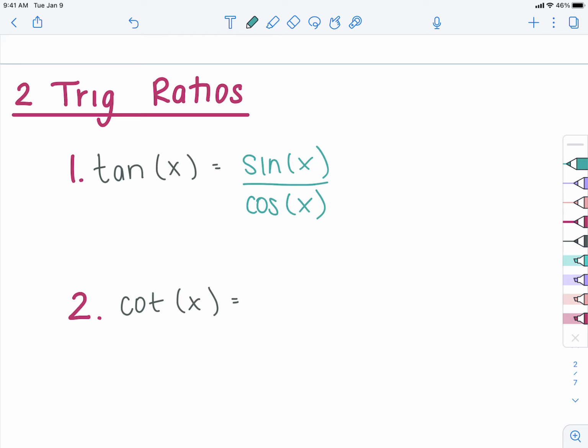We also know that cotangent is our reciprocal of tangent. So if you saw cosine of x over sine, if it was just the reverse, then they're talking about cotangent.